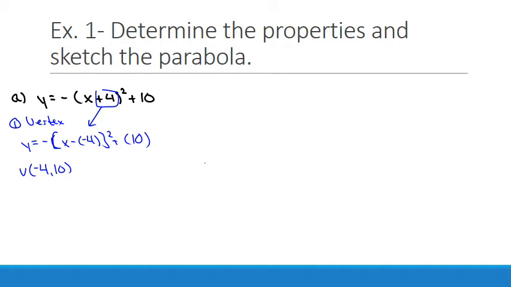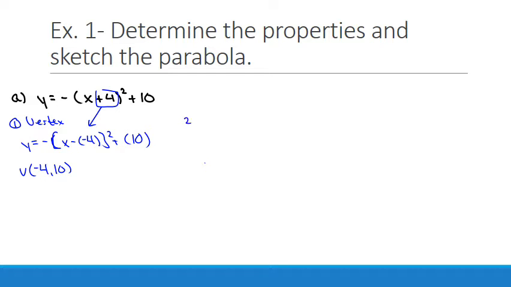So what you can kind of think to yourself, it's the opposite of what's in the brackets. It was a positive 4, now it's a negative 4. And then it's the same as whatever the q value is. It was a positive 10, it's still a positive 10. Again, it's the brackets that change that sign when it comes to the x coordinate. All right, so that is your vertex.